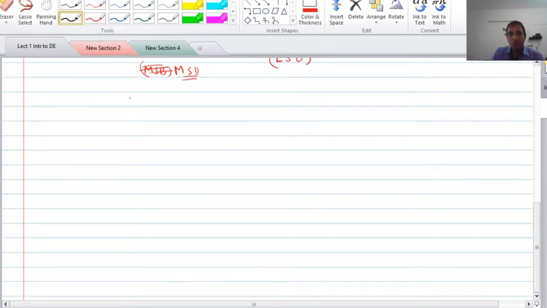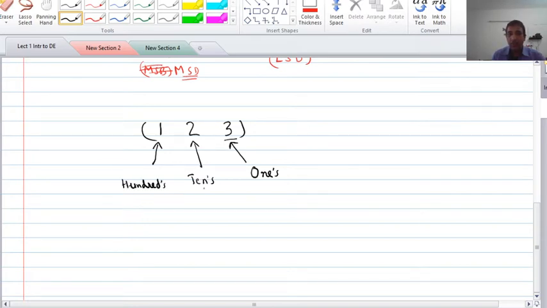And you know very well that in this number, 123, this position represents the ones place, this represents the tens place, this represents the hundreds place, and if we continue towards this side, increasing the value, then comes thousands, then 10,000, and so on.